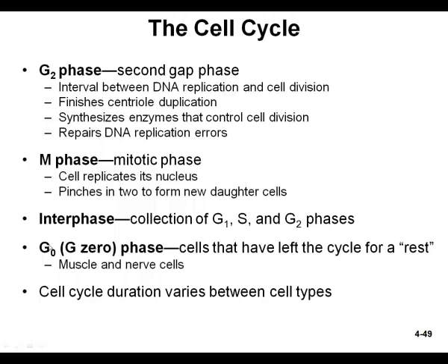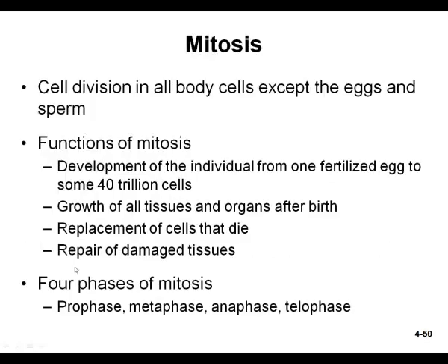The G0 phase are the cells that left the cycle for resting. So these are the cells that will never divide, like the muscle cells. We know that the adult muscle cells and the nerve cells will never divide again, so they become in what we call G0. Those are terminally differentiated cells that will never divide again, so we'll call that G0 cells.